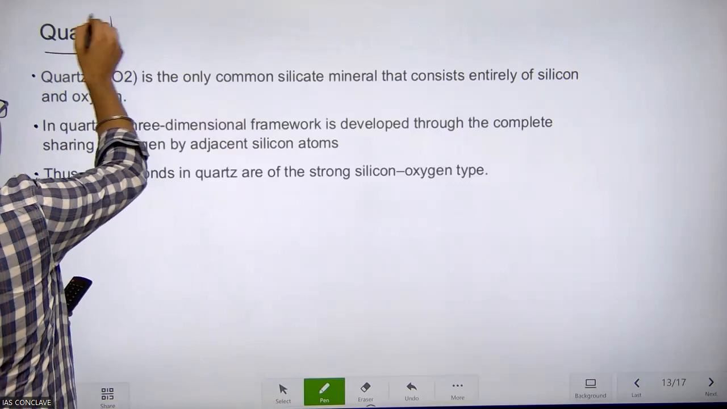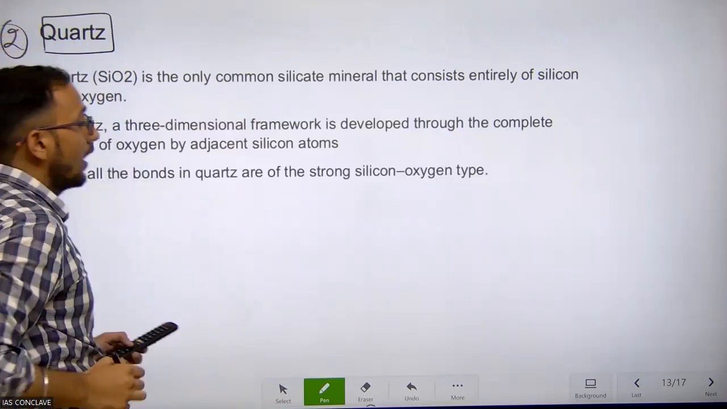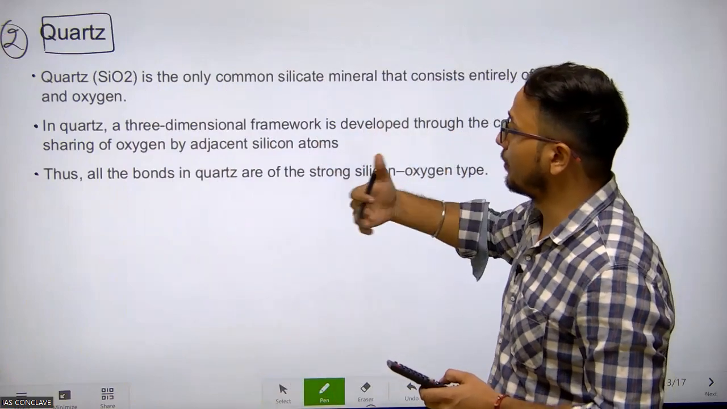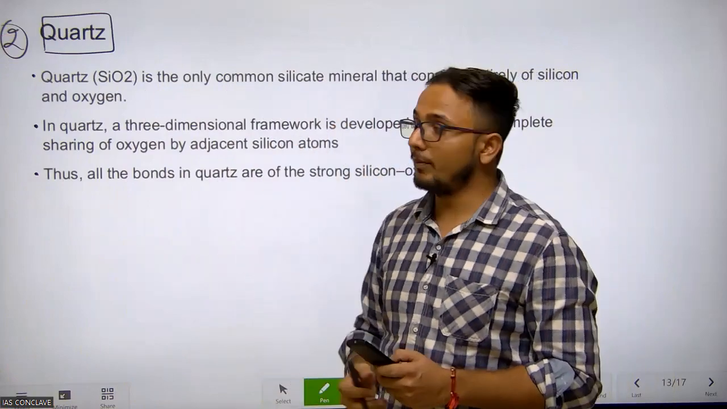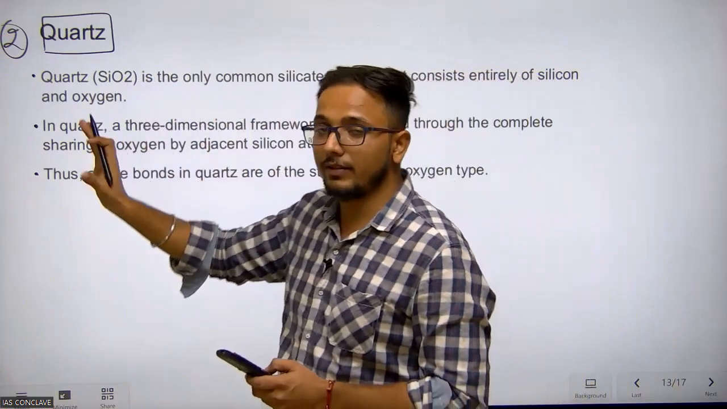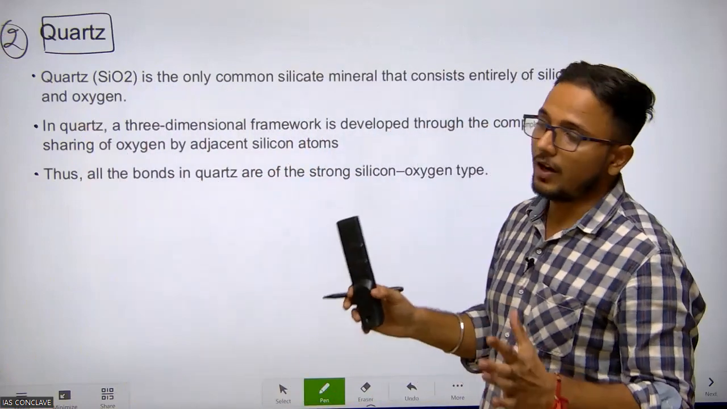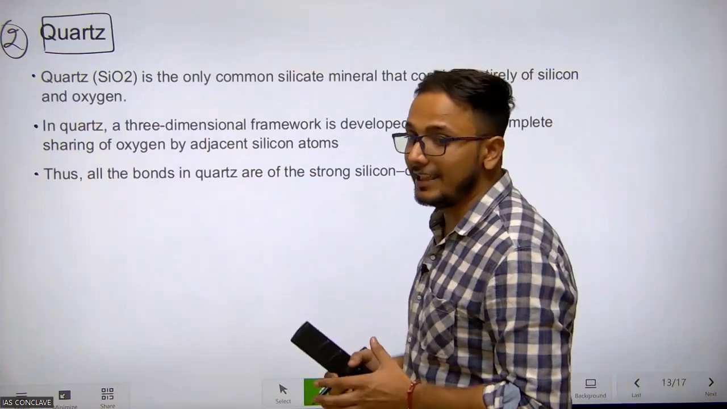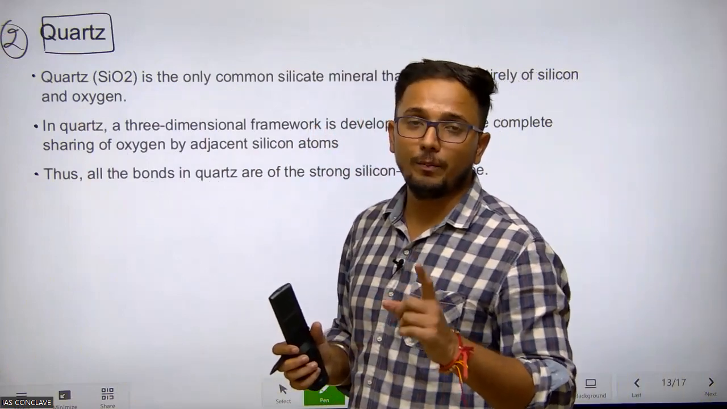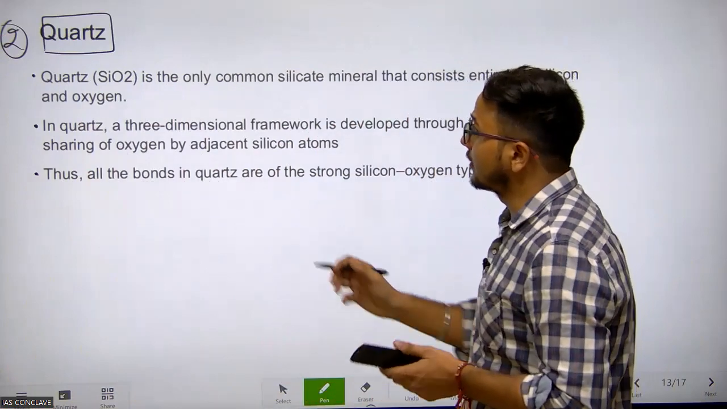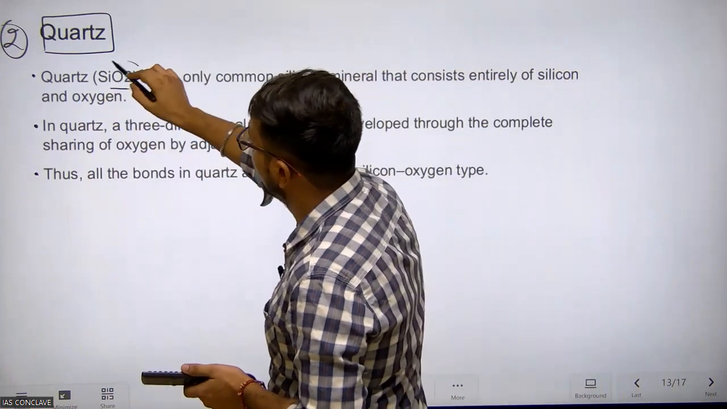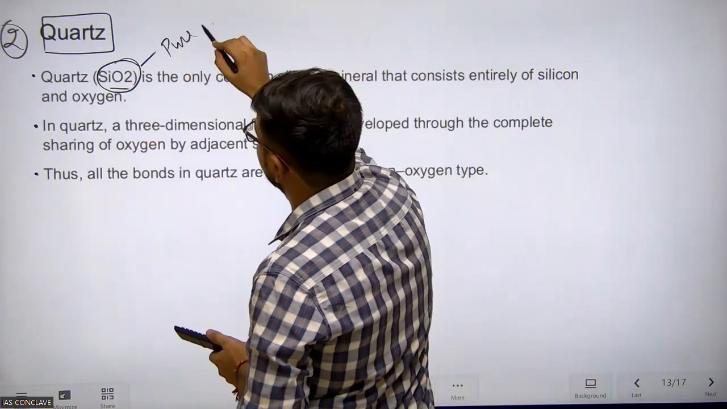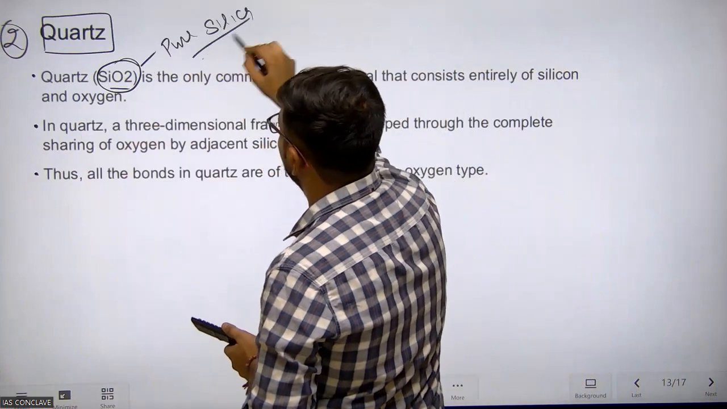Now look at the quartz. This is the second group under the silicate minerals, and very important minerals because it constitutes a major part of our continental crust. Because if we know the properties of the crust, we can know the properties of our continental crust, which will be very beneficial when we study geomorphology, plate tectonics especially. So quartz is a form of the silicate and pure silica. This is pure silica.